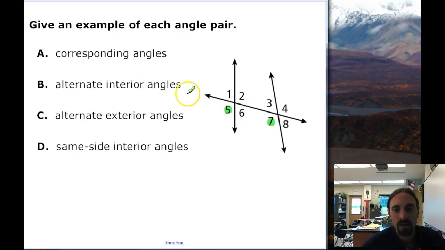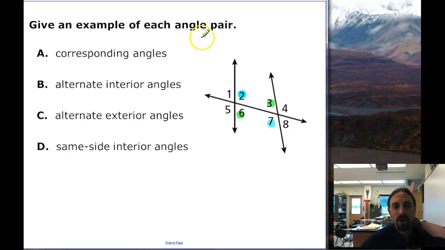Give me another pair. Daisy, go ahead. What's that? 2 corresponds to 4. Very good. So yeah, those are corresponding angles. You got it. All right. Alternate interior angles. Charlie, go ahead. Give me a pair of those, please. Alternate interior. 6 and 3. Very good. Or you could have said 2 and 7. Fantastic. All right.